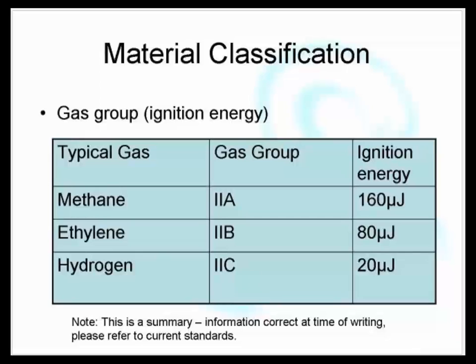When you do the MOXIE course, you learn that there are all sorts of classifications for materials. There are ignition energy classifications, and everything has different classifications depending on how much energy you need to light it. For instance, methane takes 160 microjoules to light it. Ethylene takes 80 microjoules. Hydrogen will light with 20 microjoules. 20 microjoules is a little bit more than rubbing your hands together. So hydrogen will light at the drop of a hat.